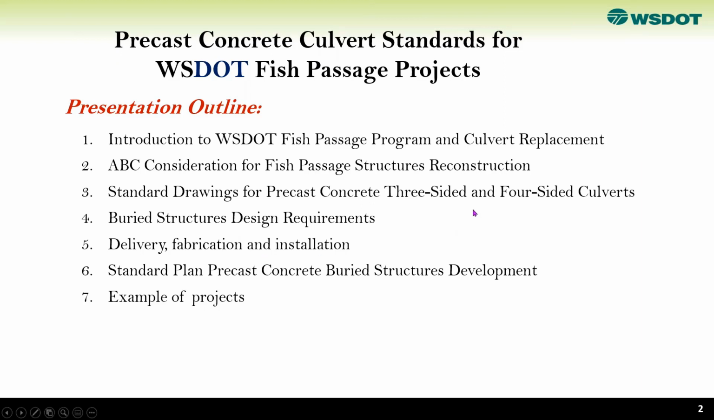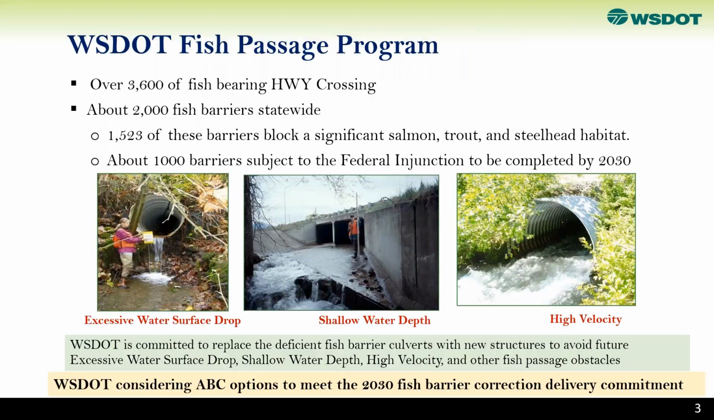We'll talk about ABC considerations for the reconstruction and how we're using ABC to be successful. Then we're going to get into some of the standard drawings that we use for our precast concrete 3-sided and 4-sided structures. Bijan will talk about design requirements for various structures along with delivery, fabrication, and installation. And then we'll talk about the standard plan project we're working on right now to streamline delivery in the future. And at the end, we'll have a couple of example projects for you to take a look at.